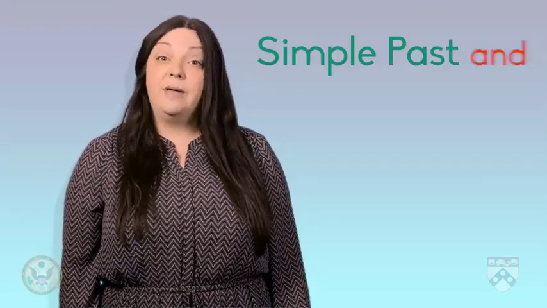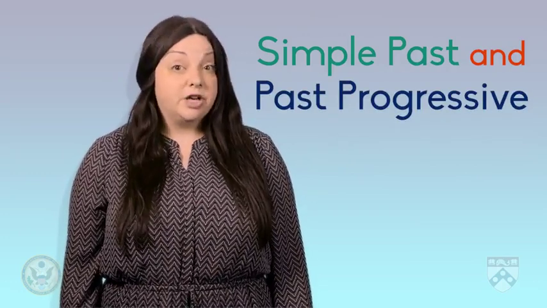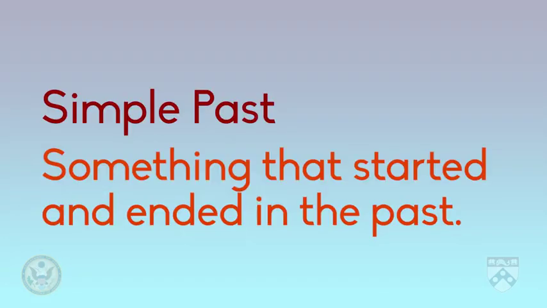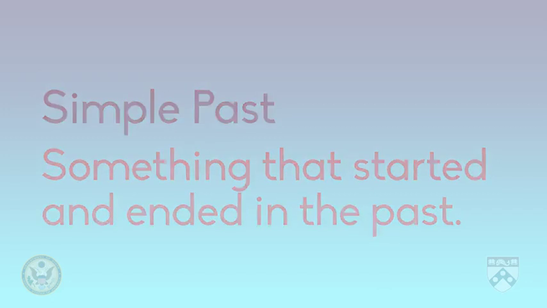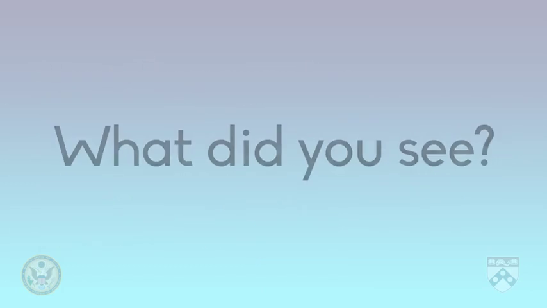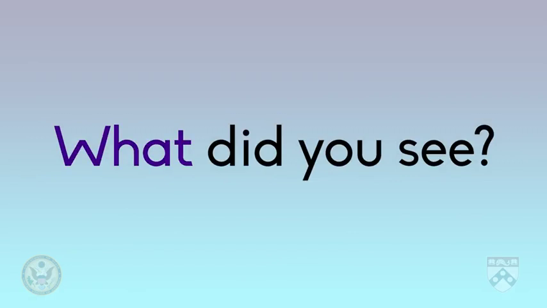These WH questions are in the simple past and the past progressive forms. As we talked about in Unit 1, to ask something that started and ended in the past, we use the simple past. But for something that happens over a longer period of time in the past, we use the past progressive. What did you see? What is the question word, did is the helping verb, you is the subject, and see is the main verb.